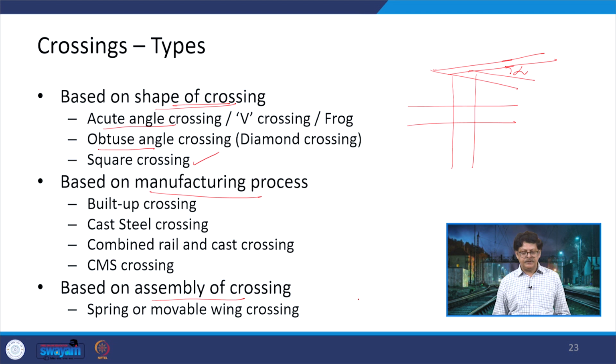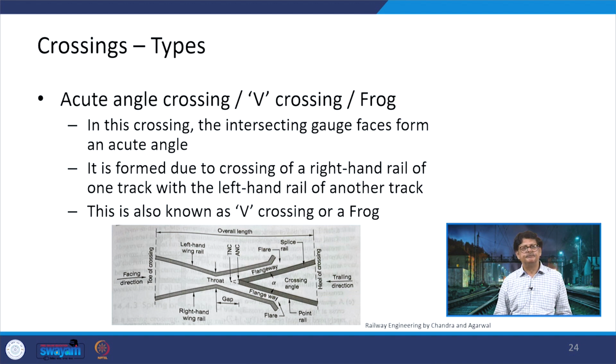Now, if we talk about the manufacturing process, the built up crossing, from the name itself we can try to understand it is a crossing which is already being created, constructed or manufactured and then placed at a particular location. Then cast steel crossing, that means we are talking about the type of material, and the combination of the two, the combined rail built up and cast crossings, and the CMS crossings. In terms of assembly, it is a spring or movable wing crossing which can be there.